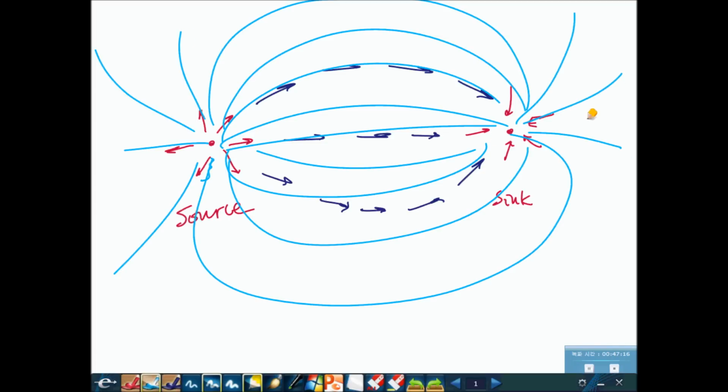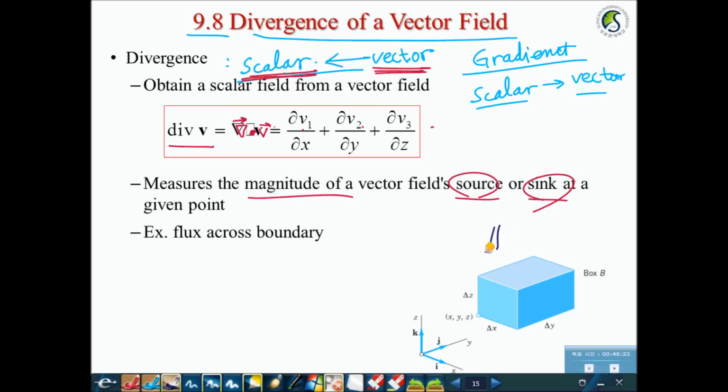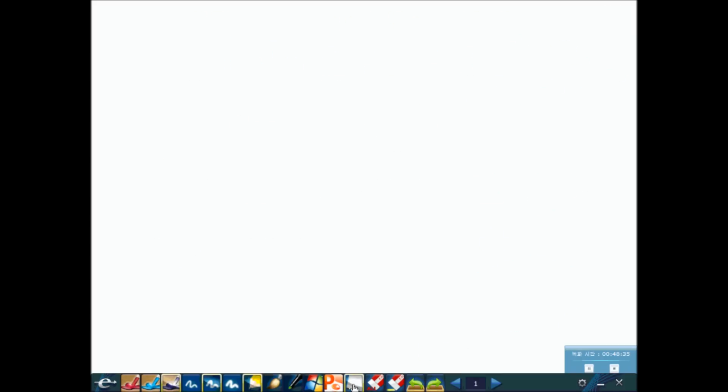Okay? That's what we use. So the value of divergence V at a certain point represents the magnitude of the vector in that position. So for example, this is position P, and the calculation gives the magnitude, the length of that vector. Another application is this. This is flux. Another application for the divergence is flux.